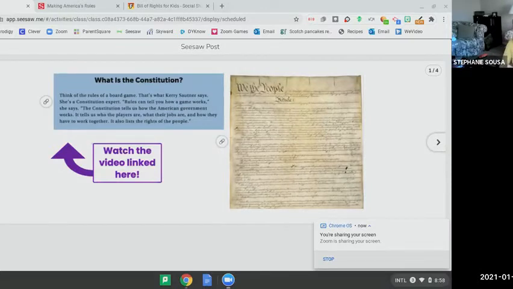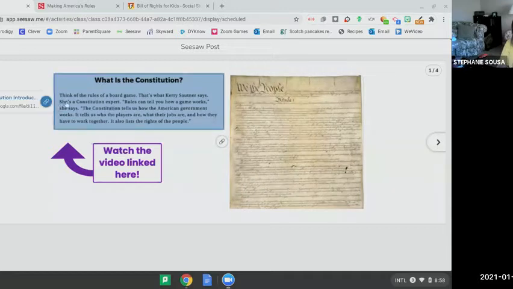You can kind of think of rules of a board game, and that's what Carrie Sotner says. She's a Constitution expert. Rules can tell you how a game works, she says. The Constitution tells us how the American government works. It tells us who the players are, what their jobs are, and how they have to work together. It also lists the rights of people.